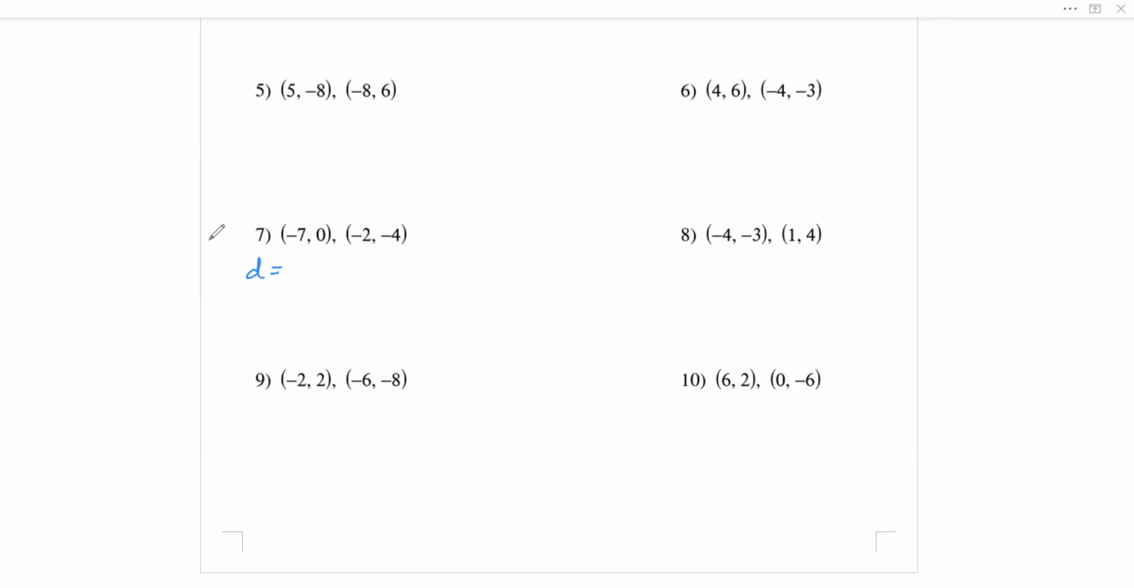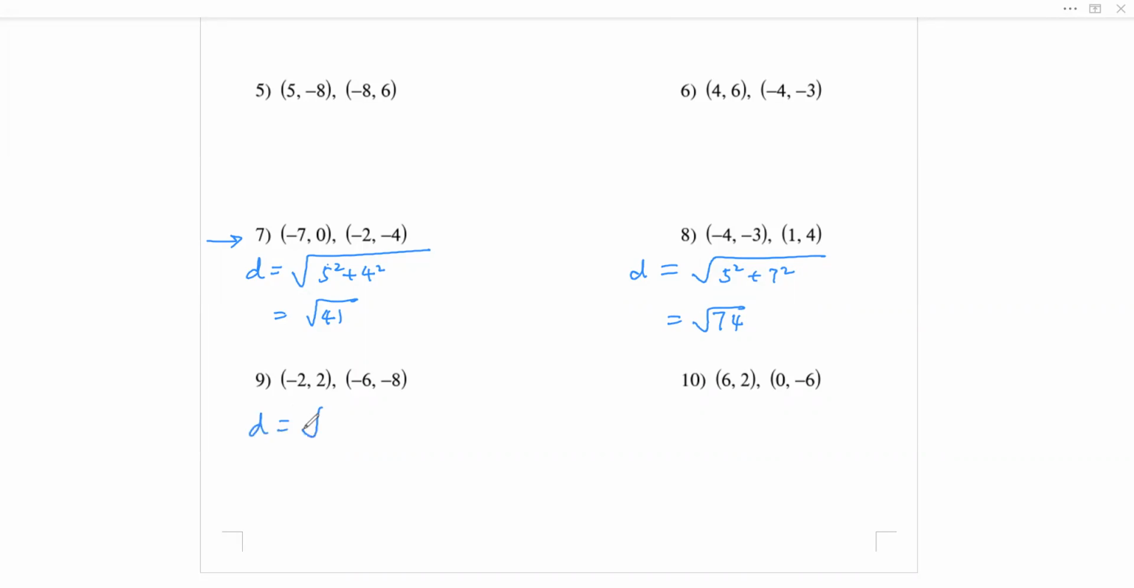This time for number 7, let's move on and finish the rest. Since we know the formula in mind, we go quickly. Negative 2 minus 7 here, minus negative 7, so you got 5. 4 minus 0, here got 4. 25 plus 16, 41. We can get even quicker if you have the formula in your mind. 1 minus negative 4, 5. Here 4 minus negative 3 equals 7. So 49 plus 25, 74.